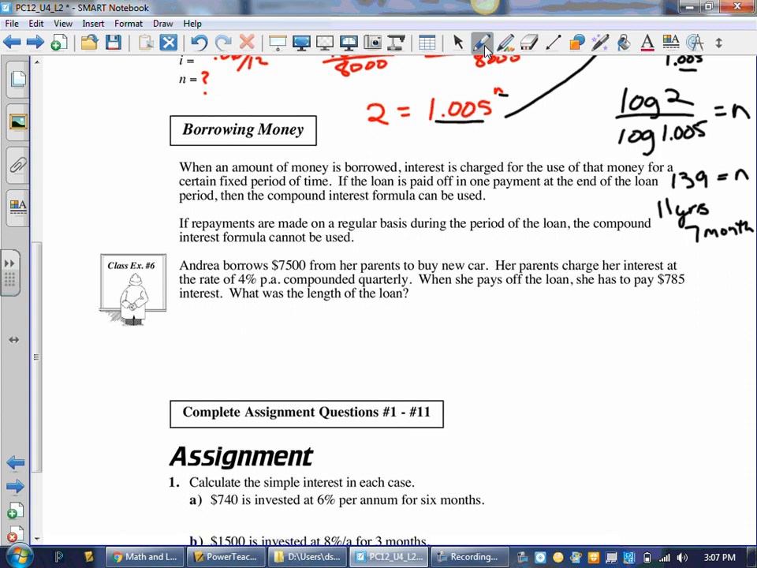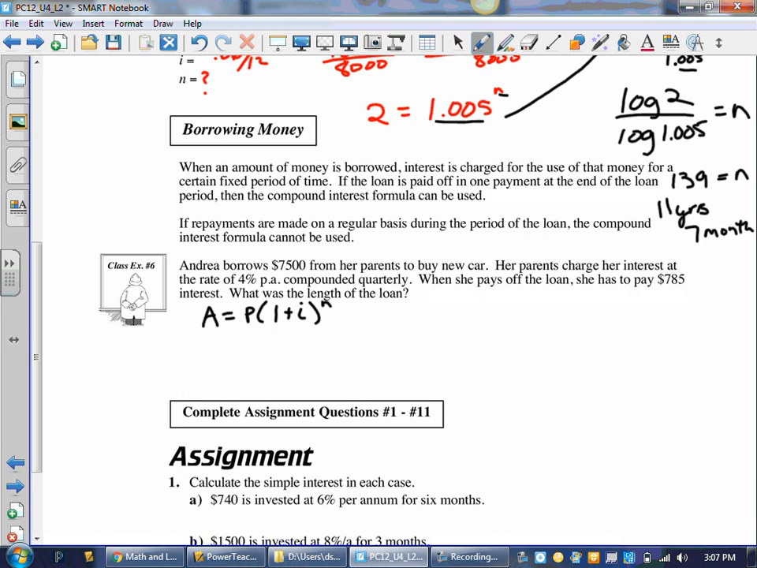Andrea is borrowing $7,500 from her parents to buy a new car. Her parents are going to charge her interest at a rate of 4% p.a., which stands for per annum, compounded quarterly. That means 4 times in a year. When she pays off the loan, she has to pay $785 in interest. What was the length of the loan? So we have to fill in this. So what is the actual amount that she's going to have to pay back?